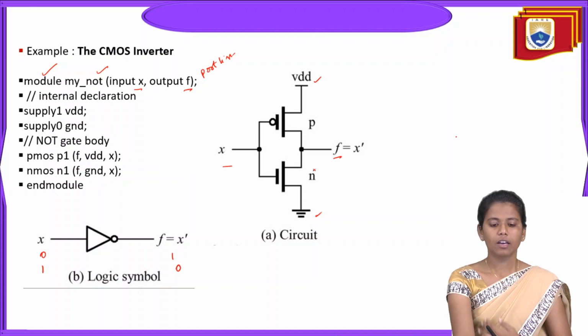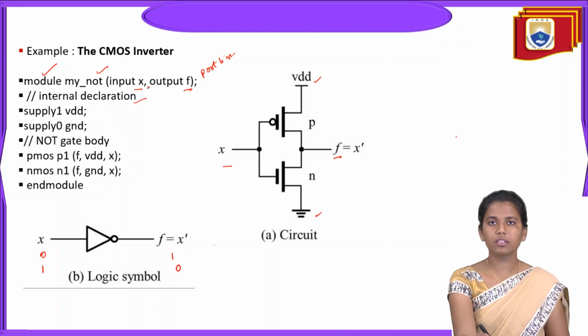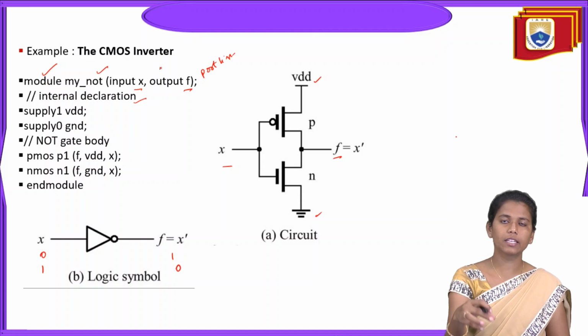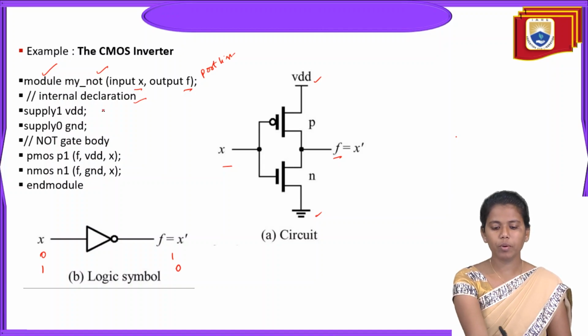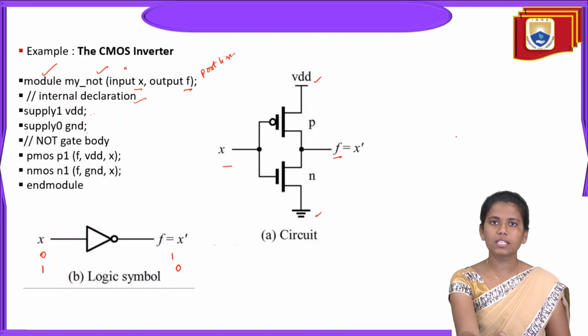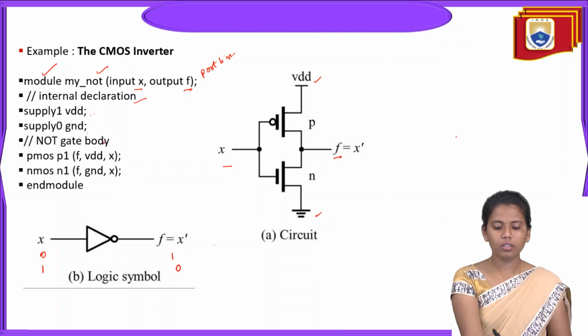So after that, the internal declaration. Internally, we are declaring all the inputs, outputs, supply, and ground and so on. So supply 1 as power supply VDD, and supply 0 as ground. Okay, all the initializing of the inputs and outputs is done. Then the NOT gate body. Now we will write the NOT gate body with respect to the PMOS.